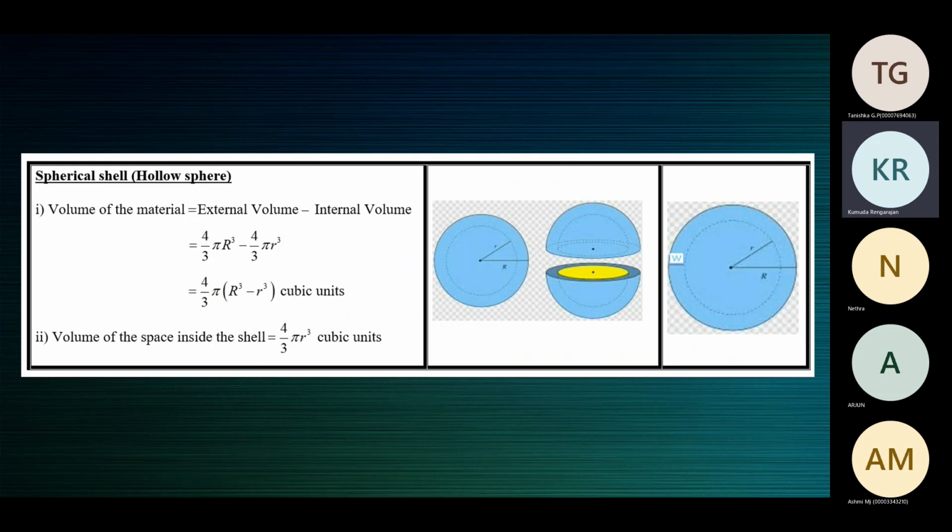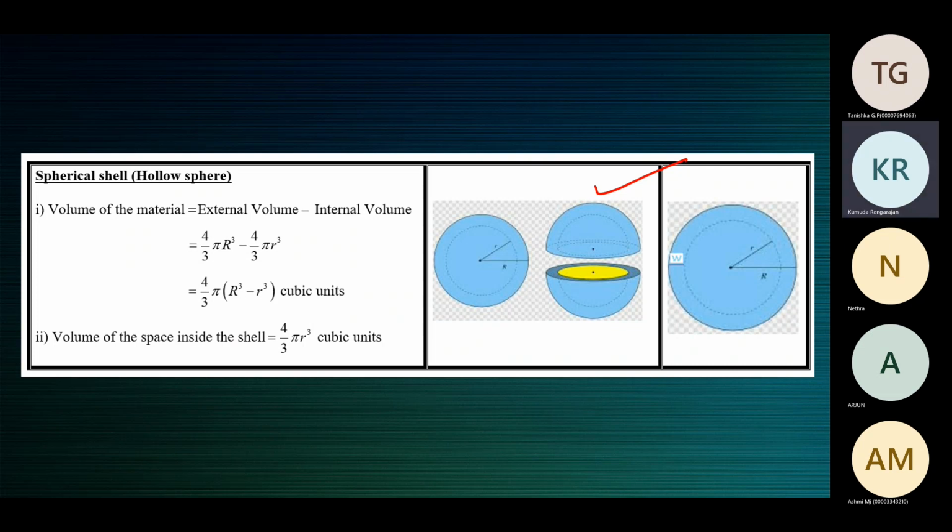Now this one is a spherical shell or a hollow sphere. You can see this figure. They have cut it into 2 parts and are giving you the inner view. That's a hollow sphere, hollow because it's empty inside. That yellow portion is the inner view.